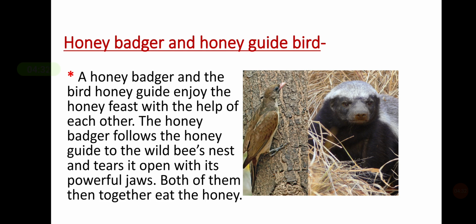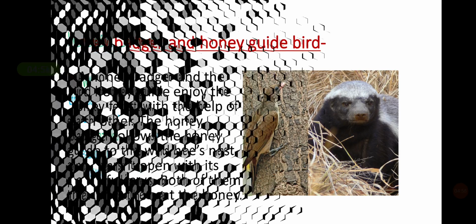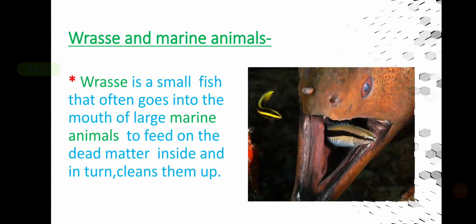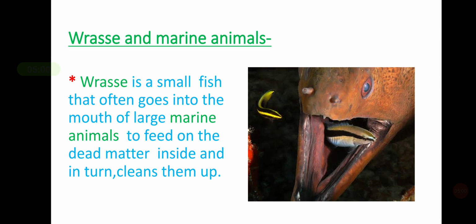the guide bird, and finds the wild bees' nest and tears it open with its powerful jaws. Both of them then together eat the honey. Here also, both the honey badger and the honey guide bird are benefited. They are favoring each other. So, next example is remora and marine animals.